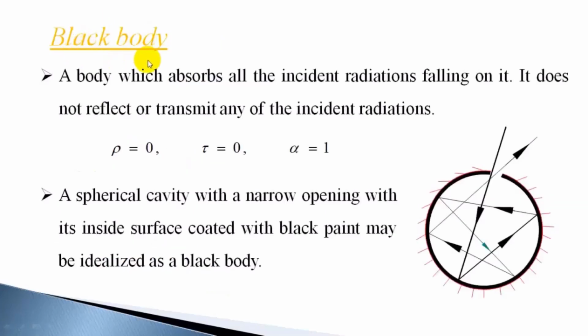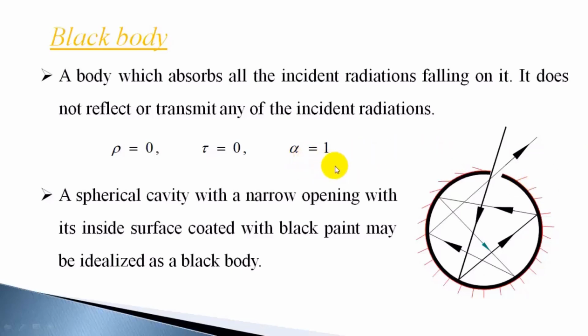Let us see which surface can be called a black body. A black body is one which absorbs all the incident radiations falling on it. All the incident radiation, that is the radiation falling on the surface, is absorbed. No part of energy is reflected, no part is transmitted. If 100 watts per meter square is falling on the surface, even 100 watts per meter square is absorbed. Per meter square area, if 100 watts is falling, completely it's absorbed. No part is transmitted, no part is reflected. In that case, alpha is equal to 1. A body which absorbs all the incident radiation on it is known as black body.